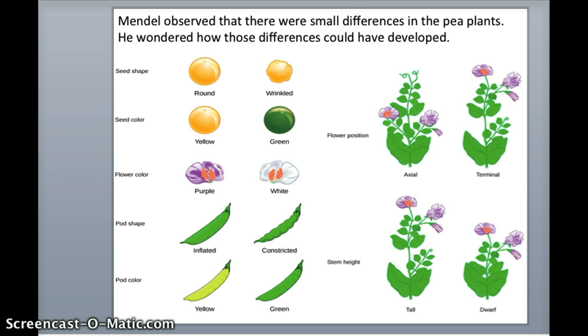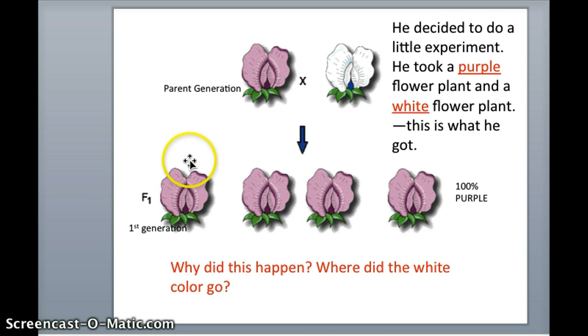So he decided to do a couple of different experiments. I'm just going to show you one experiment, and that was with the flowers. So what he did was he decided to crossbreed a purple flower and a white flower. And when he crossed them, this is what he got. He got 100% all purple flowers.